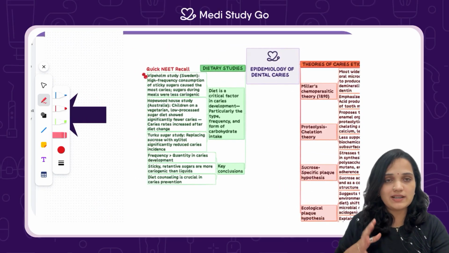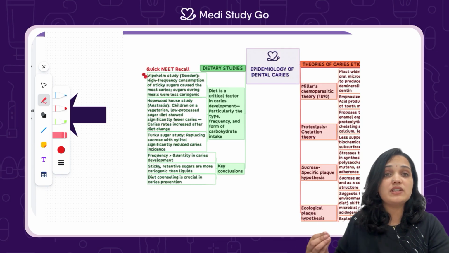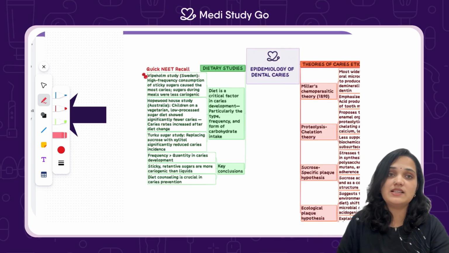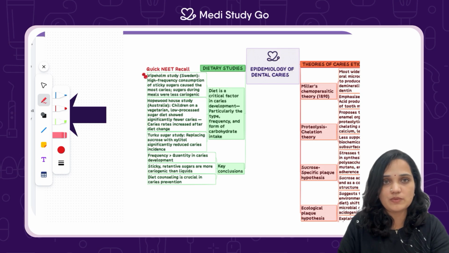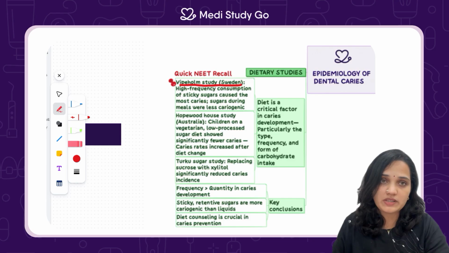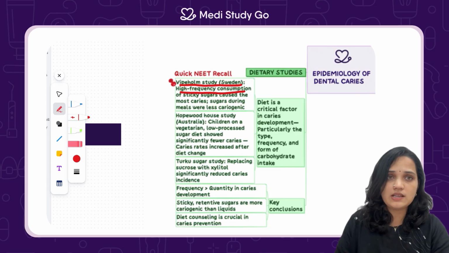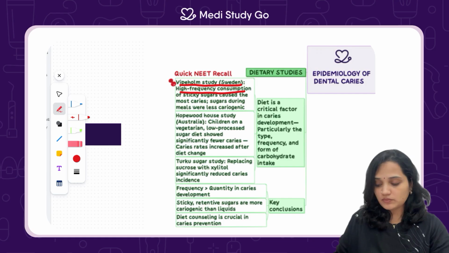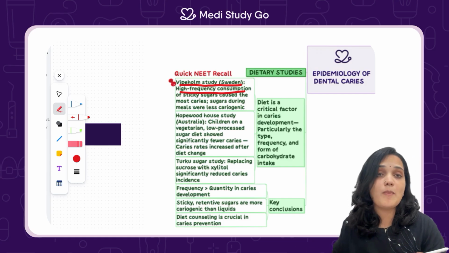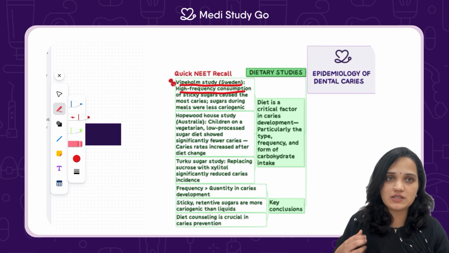Now, we all know that diet plays a crucial role in the development of dental caries, and several classic epidemiological studies have demonstrated this relationship. One well-known example is the Vipeholm study in Sweden. This study showed that frequency of sugar consumption has a stronger effect on caries than the quantity of sugar consumed. So basically, more than how much sugar you eat, how many times you eat it is important.